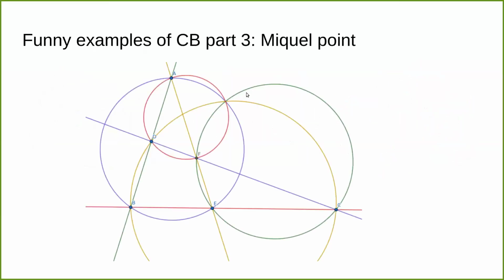So here's some more funny examples of this. You might know that for a quadrilateral, ADF, ABE, FEC, and DBC.